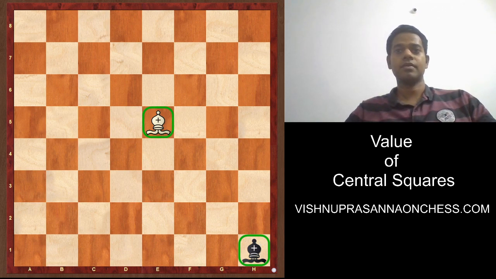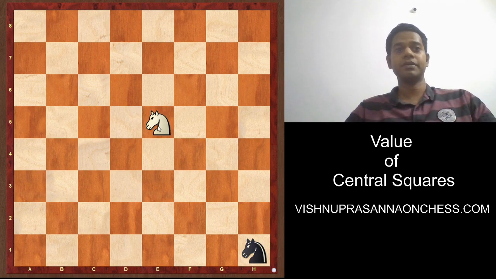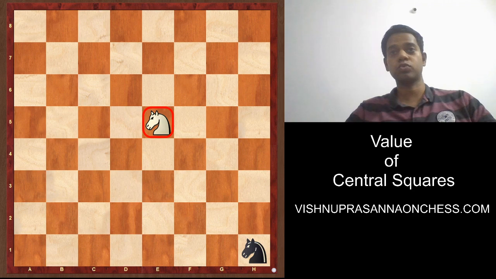And as we go further down, to the knight, the difference again becomes big. The knight on e5 controls 8 squares in comparison with the knight on h1, which controls only 2 squares.